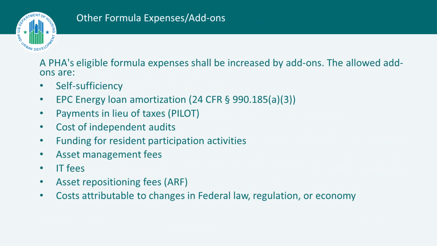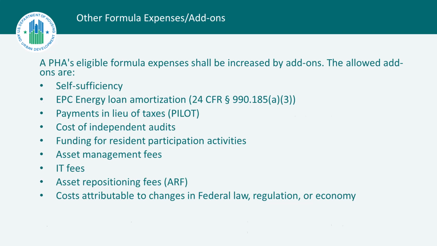We have mentioned add-ons as being a part of the operating fund formula. These are other formula expenses that do not fit into the previously mentioned categories. The add-ons that can be added to the formula include self-sufficiency. This includes the cost of a self-sufficiency coordinator or coordinators and other costs to run the program. Other add-ons include EPC energy loan amortization, payments in lieu of taxes or PILOT, the cost of independent audits, funding for resident participation activities, asset management fees, IT fees, asset repositioning fees or ARF, and costs attributable to changes in federal law, regulation, or the economy.